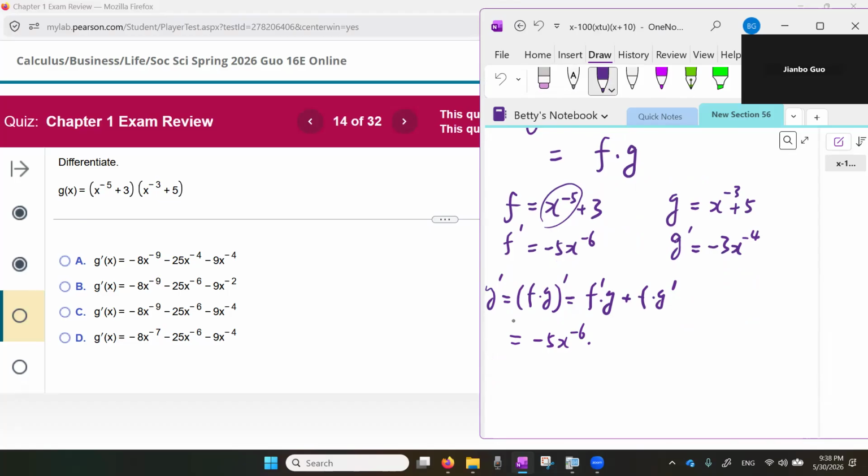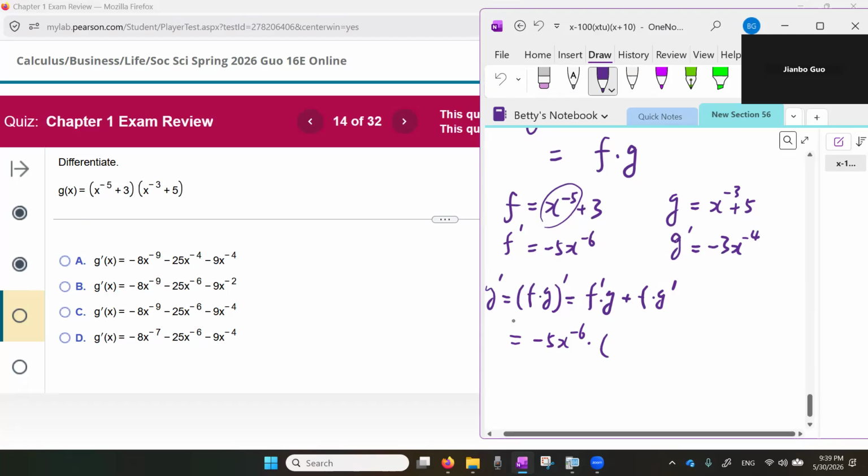G is, actually, I changed my mind. Yeah, let me use this method, and then we actually have a better method for this problem. We don't have to use the product rule if you FOIL first, okay? Yeah, let's use 2 different methods for this problem.